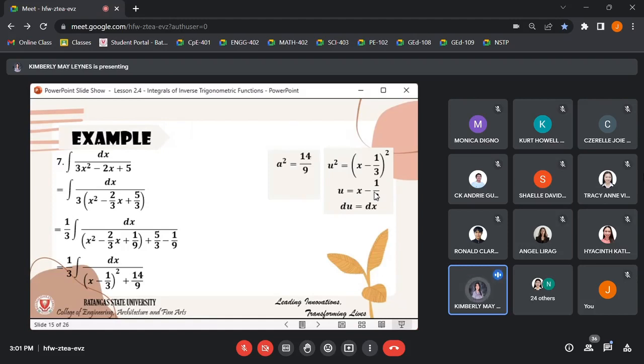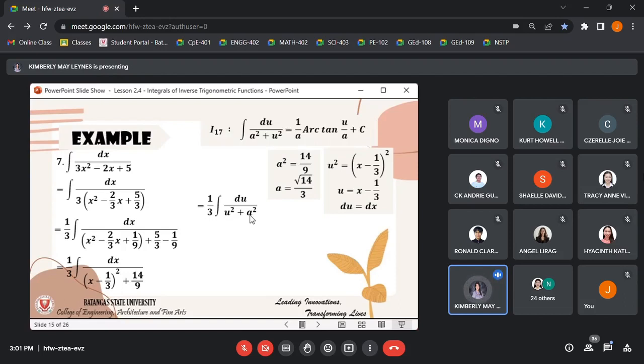Square root nito will be square root of 14 over 3. Wala kasing perfect square root yung ating 14, square root of 14 siya. Square root ni 9 ay 3. By substitution, yung 1/3 natin mag-multiply sa du over a squared plus u squared. Pwede magkabaliktad sila, which is yung formula number 70 natin.